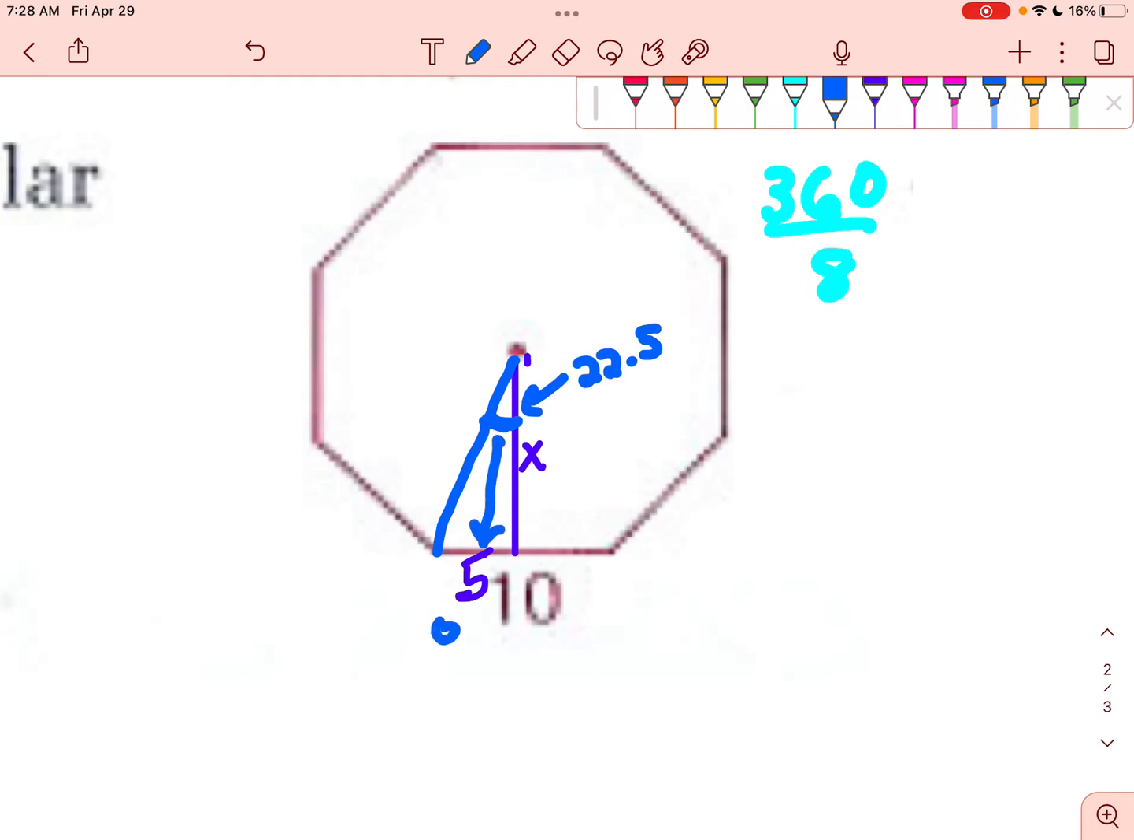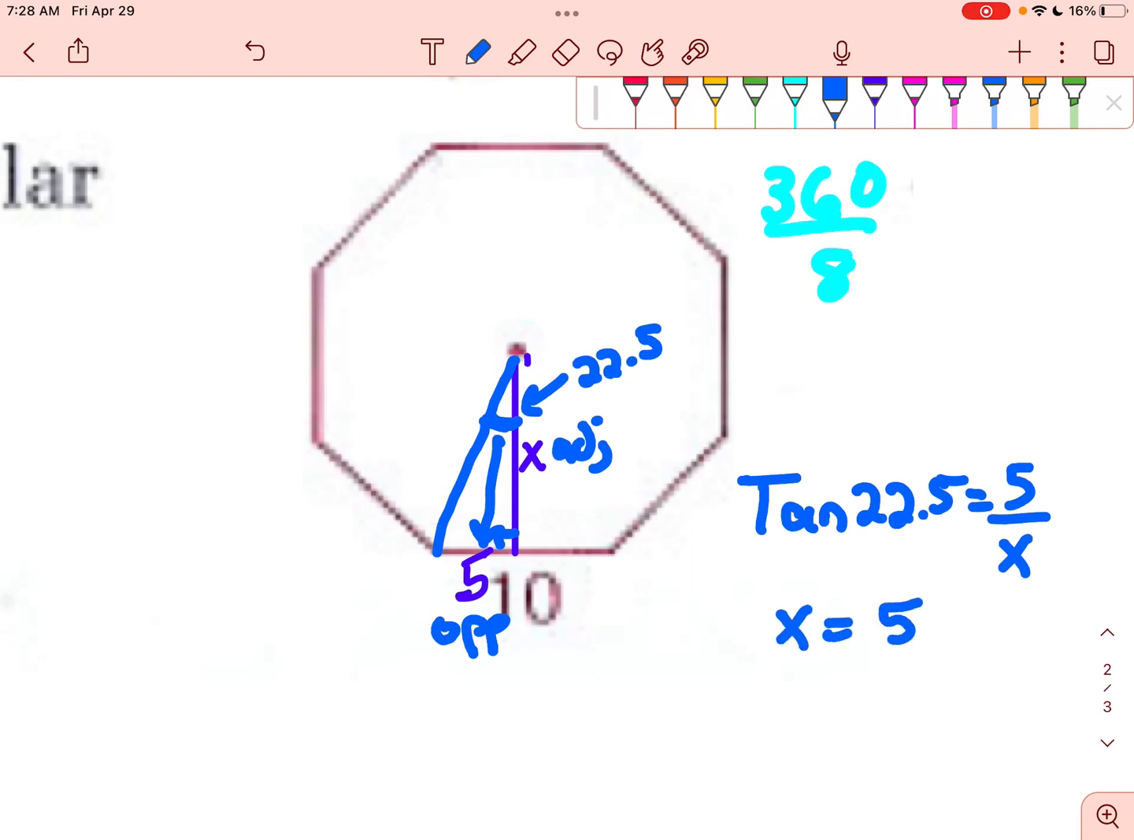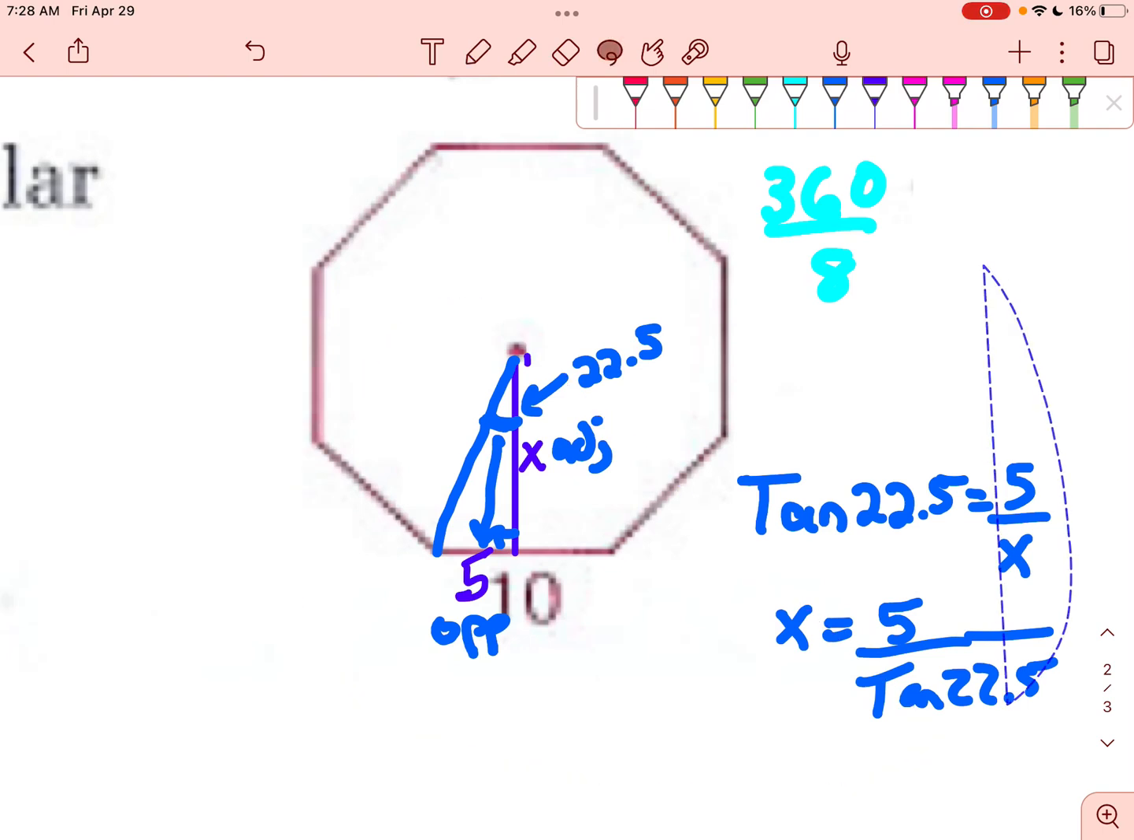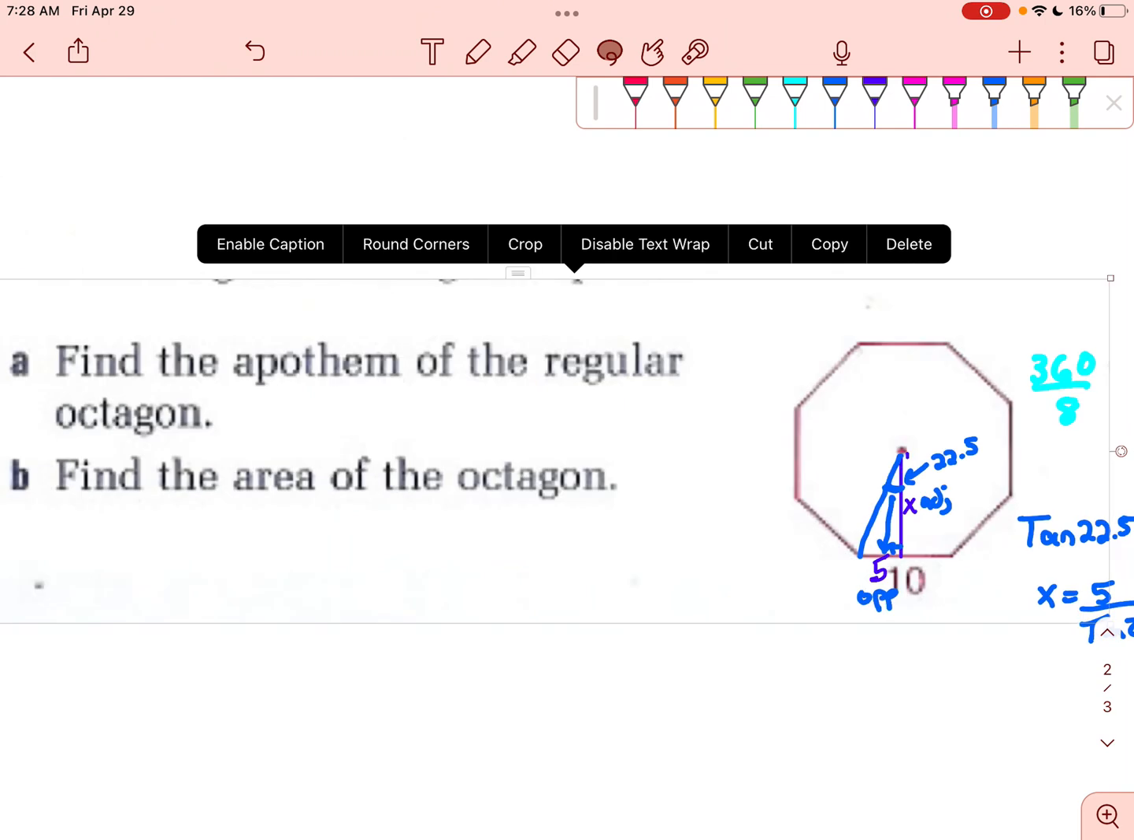And from there, I would use trig. So I would say that 5 is my opposite side, and x is obviously my adjacent side. So that means I'm using tangent, TOA, O and A. So I would say the tangent of 22.5 is equal to the opposite side 5 over the adjacent side x. And I would go through and solve this. So x equals 5 divided by the tangent of 22.5. And then obviously you can get a number from that. But there's tons of ways that you guys can go about solving this.